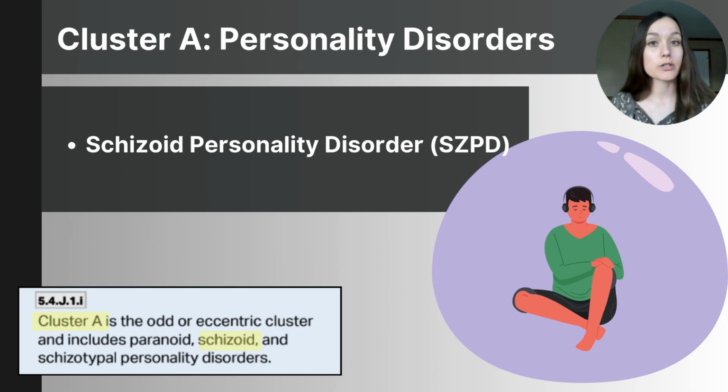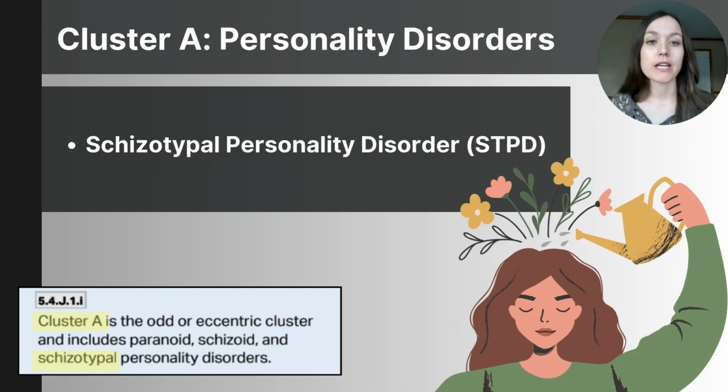Schizoid personality disorder is believed to result from a combination of genetic factors and a childhood environment lacking emotional warmth and social connection. The next cluster A personality disorder is schizotypal personality disorder. This is characterized by eccentric behavior, unusual thinking, and difficulty forming close relationships. While it does share some features with schizophrenia, it does not involve full psychosis. So there's no hallucinations or delusions. Diagnostic criteria for schizotypal personality disorder means that they need to have at least four of the following symptoms.